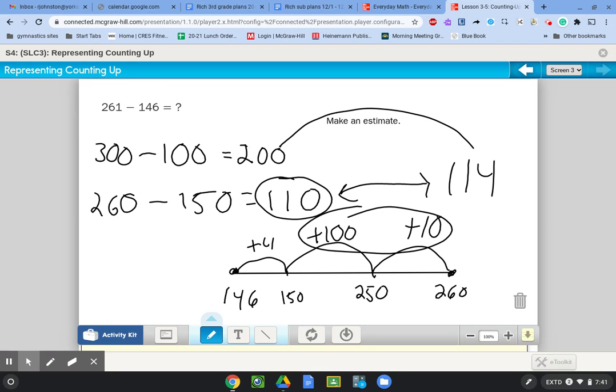If you're dealing with thousands, then it might be okay to round to the nearest 100. But anyhow, our answer here is 114. So 261 minus 146 is 114. We know our answer makes sense because our estimate was 110.